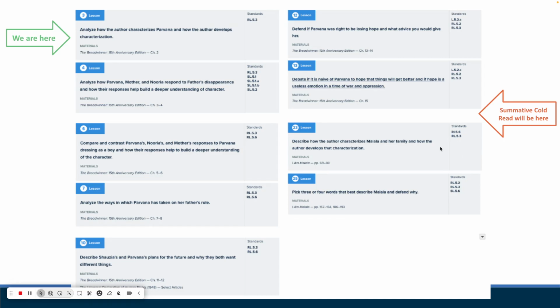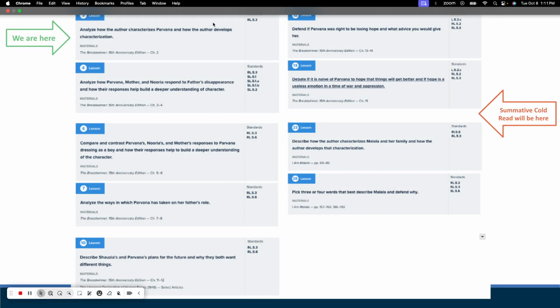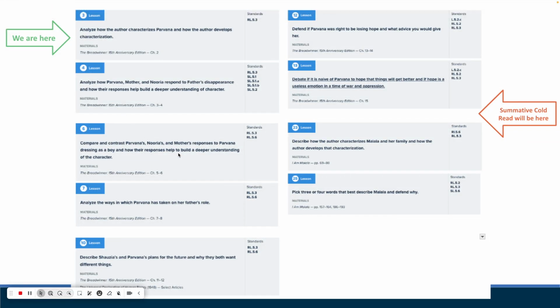So this tells us that the formative is going to fall somewhere between Lesson 3, where we are now, and Lesson 13, where they have the summative assessment. When we look ahead to the lessons that follow Lesson 3, we can see that in Lesson 4, they have to analyze how Parvana, Mother, and Nooria respond to Father's disappearance, and how their responses help build a deeper understanding of their character. So they are kind of comparing and analyzing multiple characters in the next lesson.